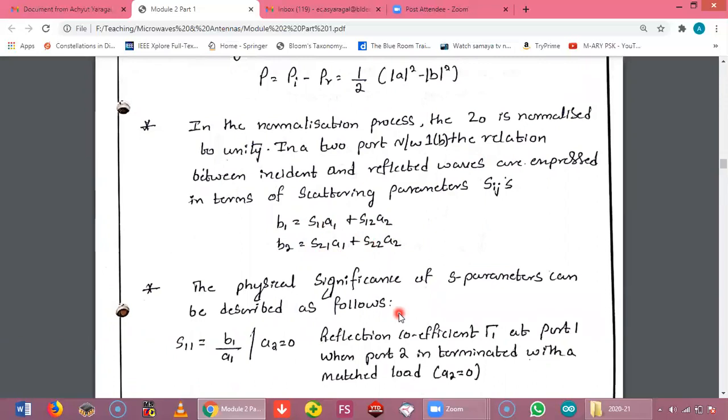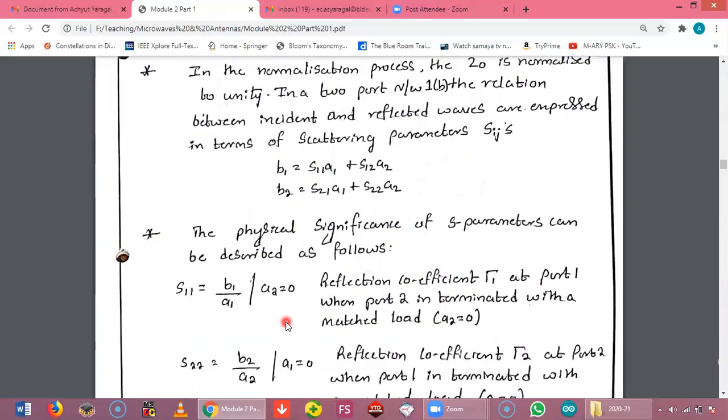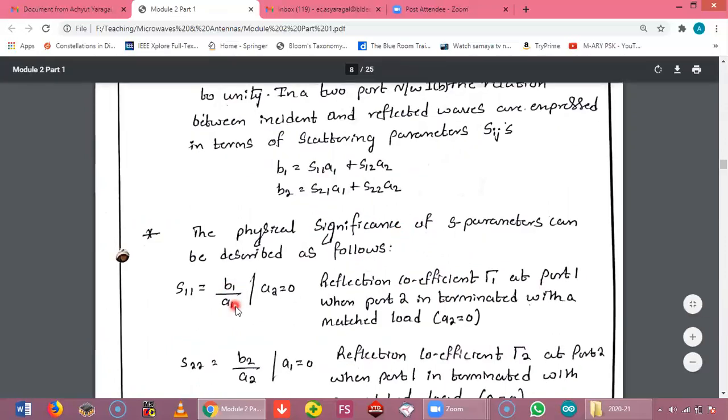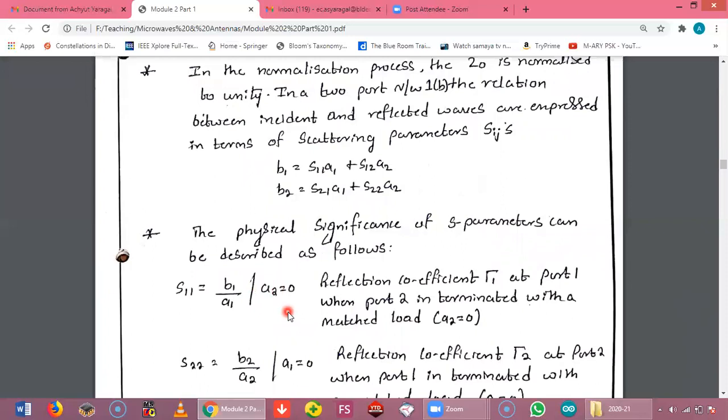So what is exactly the physical significance of the S parameters we have written in the above equations? S11 is equal to B1 divided by A1, keeping the condition A2 equal to 0. This S11 is nothing but the reflection coefficient at port 1 when port 2 is terminated with a matched load, that is, A2 equal to 0.